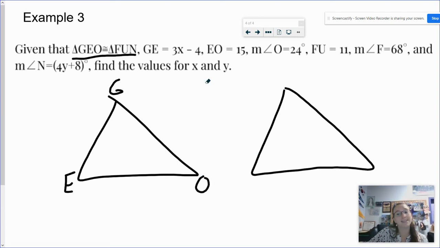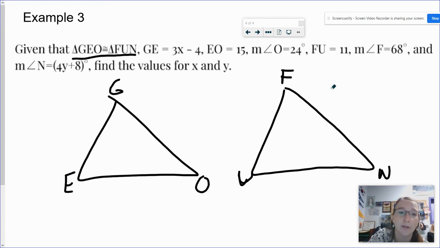Take a second then, because now it matters. If I went G to E to O, I have to, in order to do this correctly, go in the same order for my second triangle. Take a second and label triangle FUN the same way we did triangle GEO. Okay, so if I went G to E to O, I need to go F to U to N. You have to, otherwise you will get the question wrong. And this makes it easy because now we can see they're lined up. G and F are congruent, E and U are congruent, O and N are congruent.